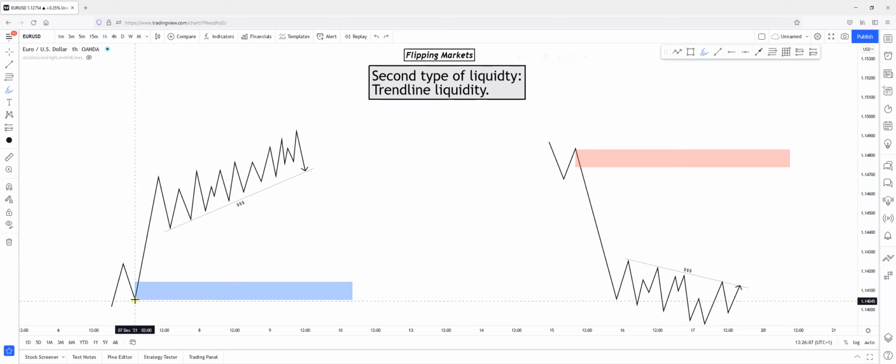After this, it created an inefficient push to the upside. Let's say it swept the liquidity from this region because we had a double tap here. So it swept the liquidity and broke structure to the upside with this movement. So it has all the three criteria. So this is a really valuable demand zone.